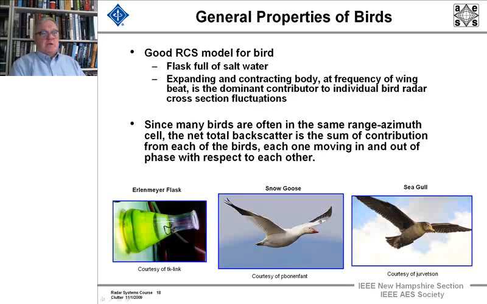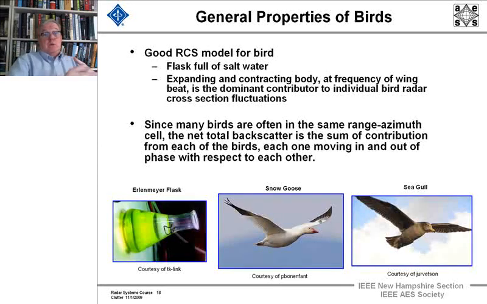So from a physical sense, when one sees a bird's cross-section going up and down, that's because of the wing beat pattern. And since many birds are often in the same range azimuth cell, the net total backscatter is the complex sum of each bird moving relative to each other in and out of phase and amplitude. Well, the amplitudes will fluctuate according to their own, but they're going to move in and out of range phase.